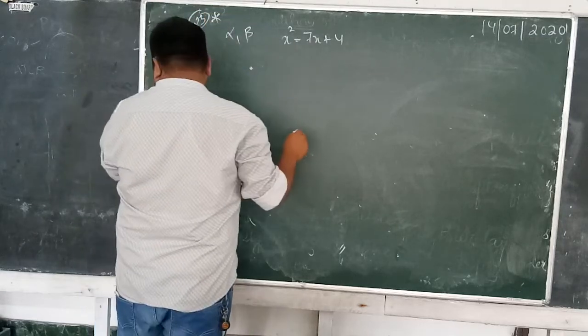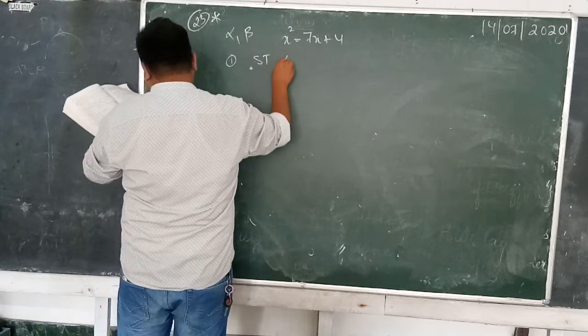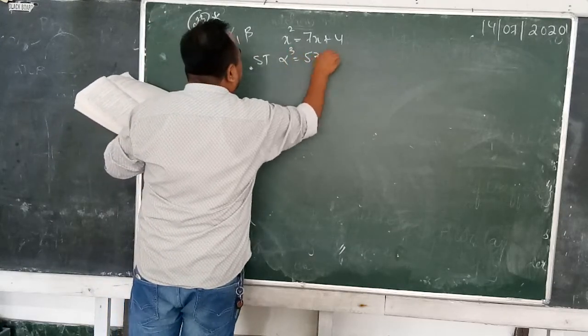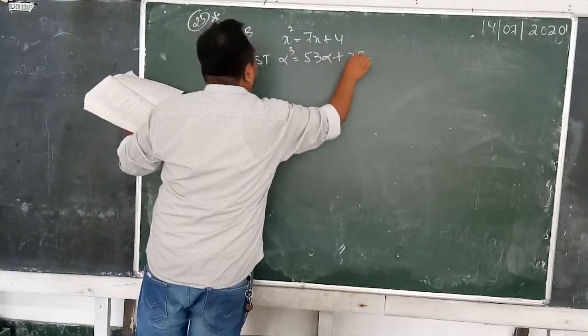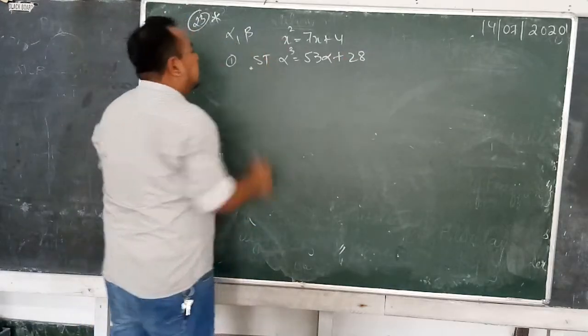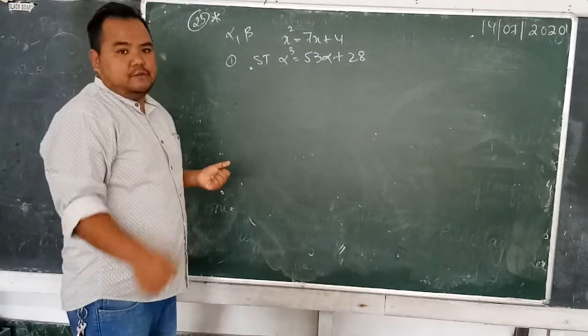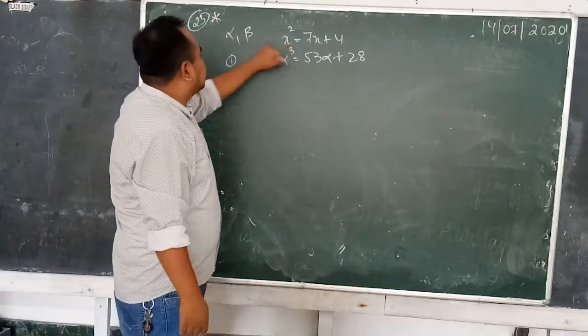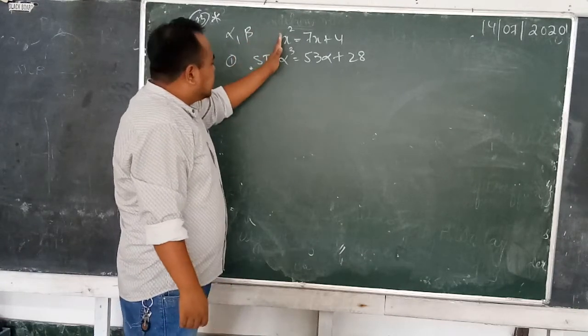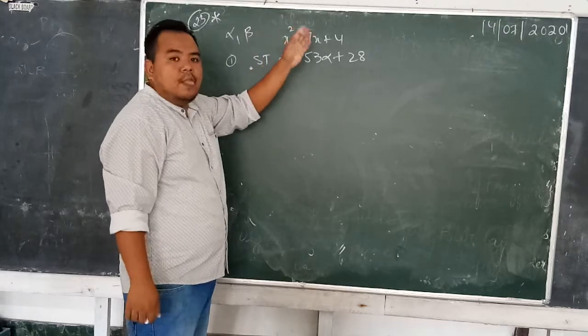I have to show that alpha cube equal to 53 alpha plus 28. Now, how do I solve this? Alpha and beta are the roots of this equation. So, what is the definition of a root? A root satisfies the equation. Satisfies means when you put the value of x as alpha, left hand side equals right hand side, and when you put x as beta, you also get left hand side equal to right hand side.